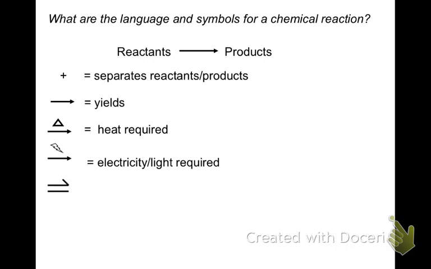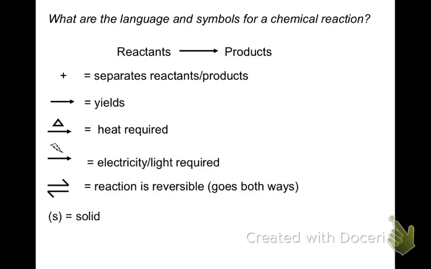If you have a double-sided arrow, so a single arrow going both directions, that means that the reaction is reversible, which means it can go both forward and backward at the same time. It's kind of wild. If you see a parenthesis lowercase s next to a reactant or a product, that means that that reactant or product is in the solid state at the temperature you're doing your reaction at. And then you've got an L for liquid and a G for gas.